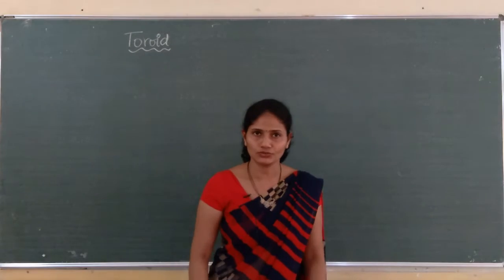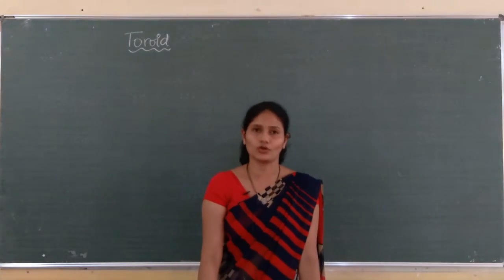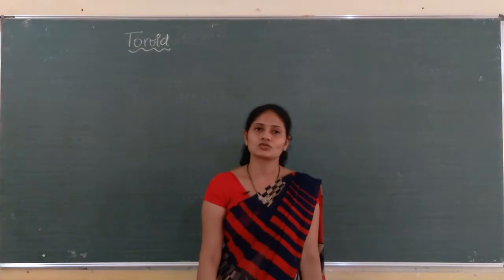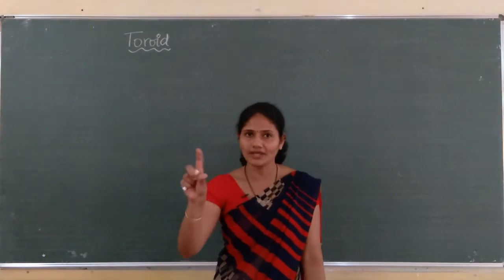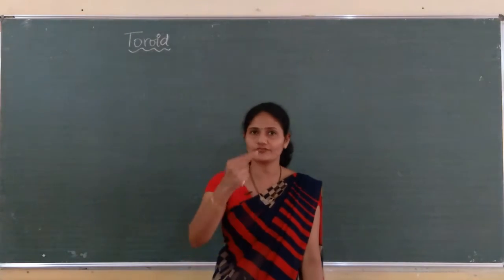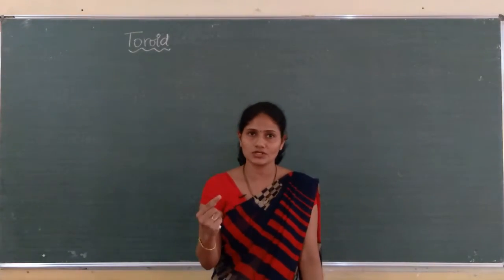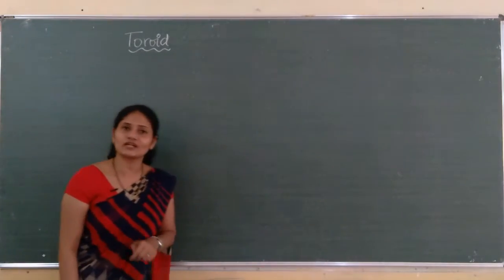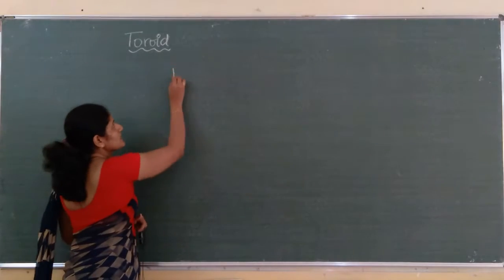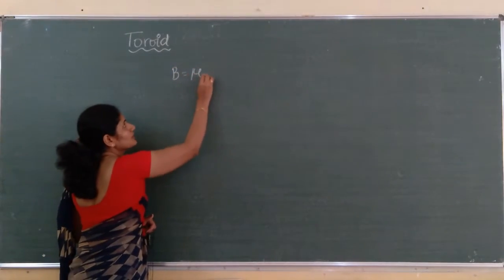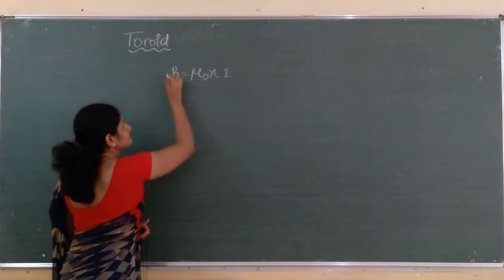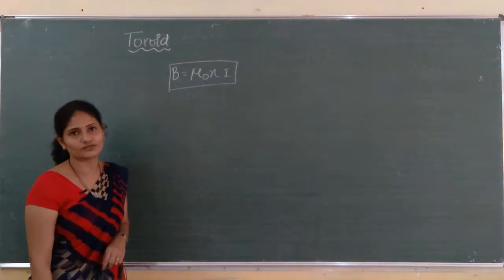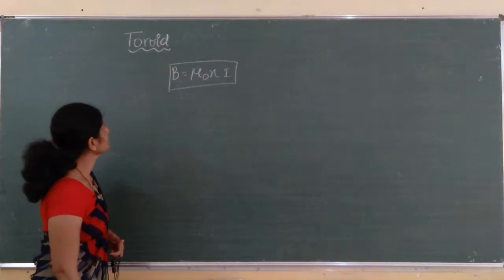In the last video we have discussed about solenoid and what is the expression for magnetic field inside a solenoid. So solenoid is a long wire which is wound in the form of helix, and it is used to generate magnetic field. And the expression for the magnetic field inside the solenoid is B is equal to mu naught N into I. Okay. So, this is the expression for magnetic field inside the solenoid.